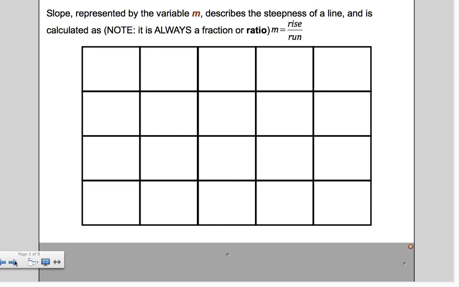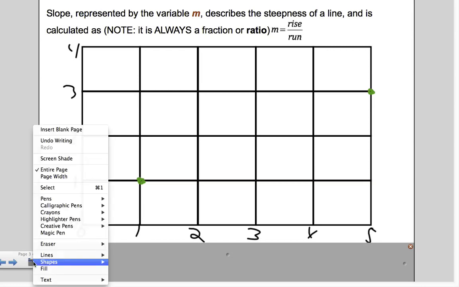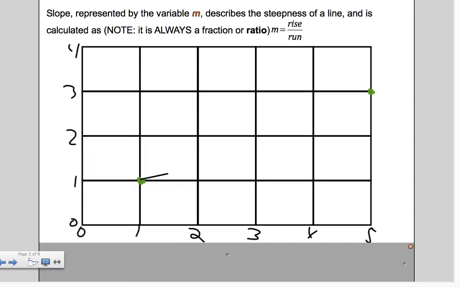Okay, rise over run. Draw yourself a little grid. Let's say we have 2 points. 0, 1, 2, 3, 4, 5. Let's have a point right here, and I have another point right here. So we have 2 points on our line. So there's our line that goes through our 2 points.